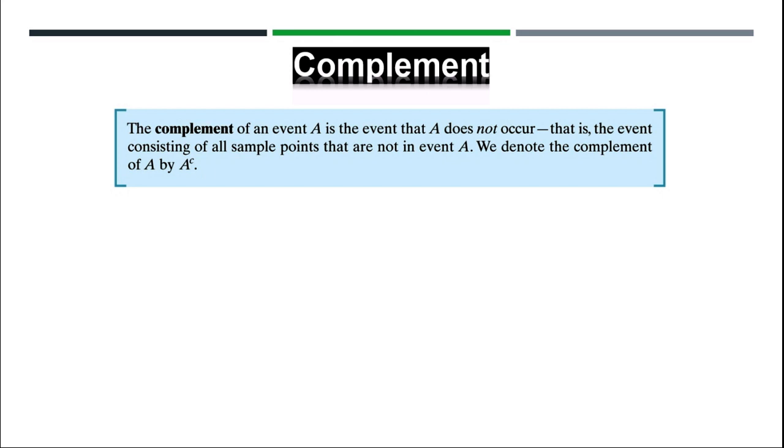Another useful concept is complementary. The complement of an event A is the event that A does not occur. That is, the event consisting of all sample points that are not in event A. We denote the complement of A by AC. For example, if A is passing the exam, then the complement of A is not passing the exam.